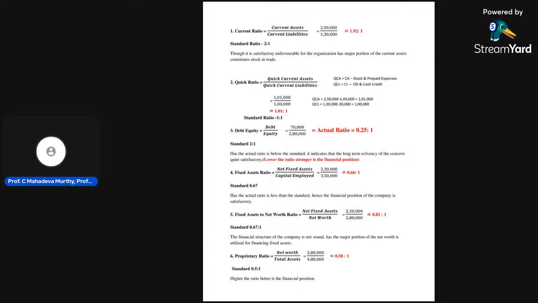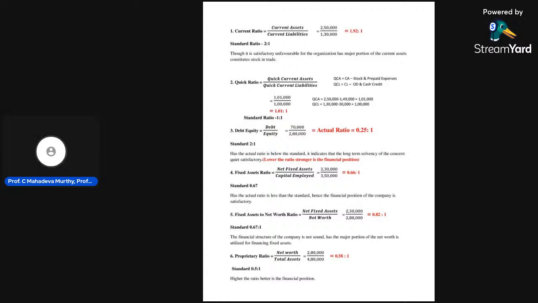1,01,000 divided by 1 lakh is equal to 1.01:1. Standard is 1:1. Yes, this is also standard. As per the standard, it is satisfactory. The ratio is satisfactory. Yes, that is the meaning of that narration.